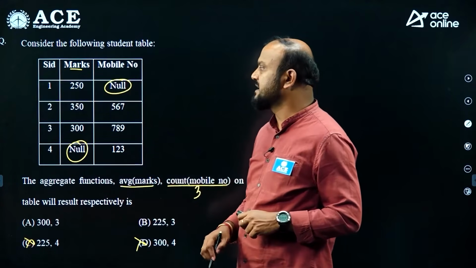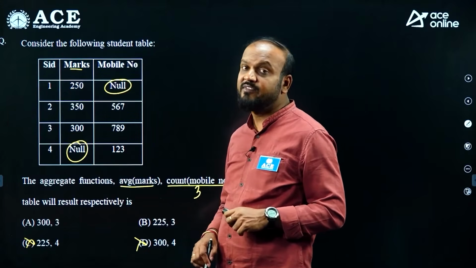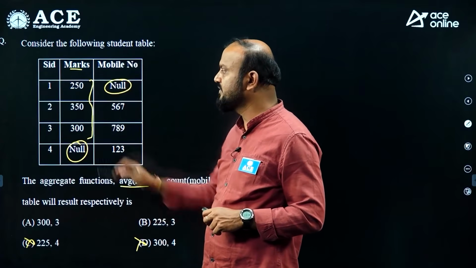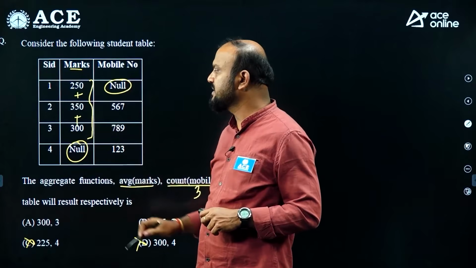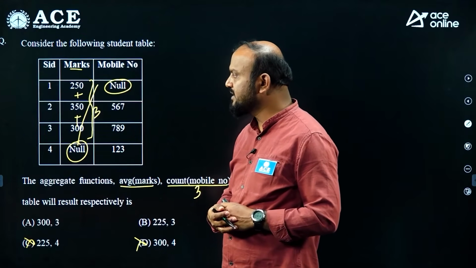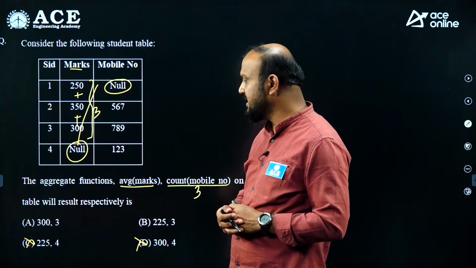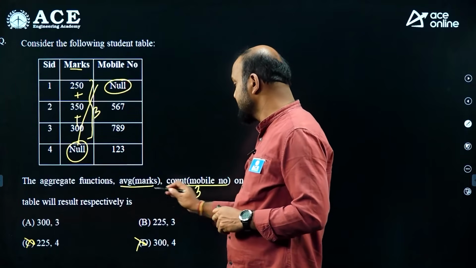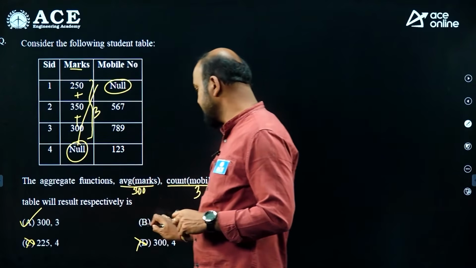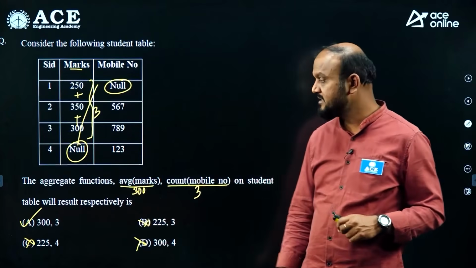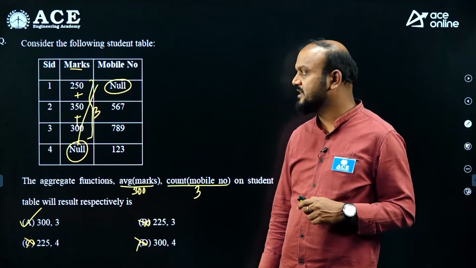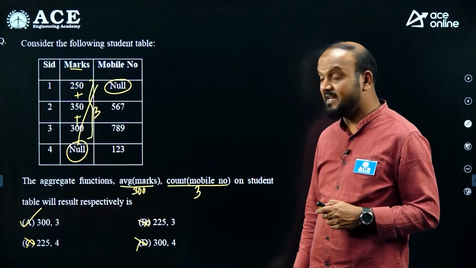Next, average of marks. Average of marks is the sum of values divided by the number of values. How many values are summed? 3 values are summed. 250 plus 350 plus 300, divided by 3, we have to do. So 250 plus 350 plus 300 divided by 3 will give you 300. So A is right, B is wrong. So the correct answer is option A. We should know the point that aggregate functions ignore null. Null is not counted.